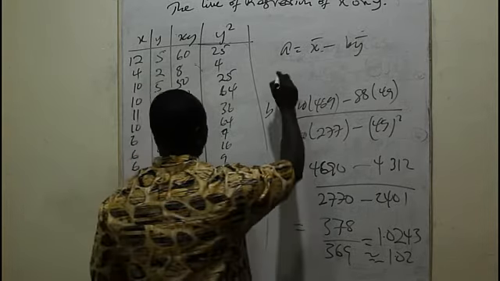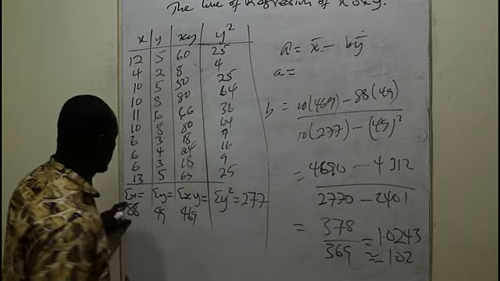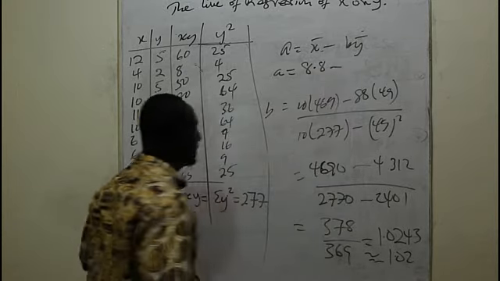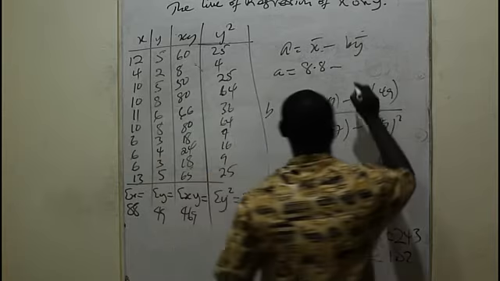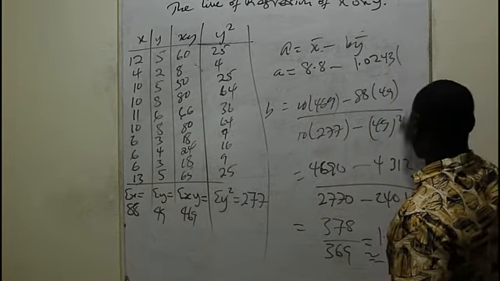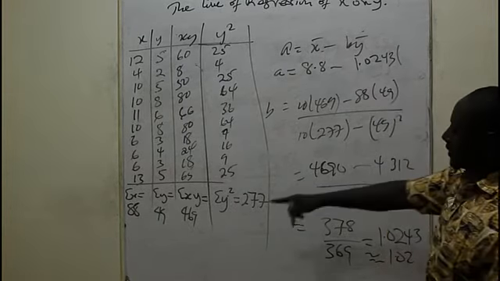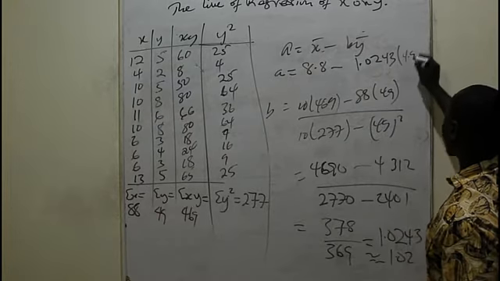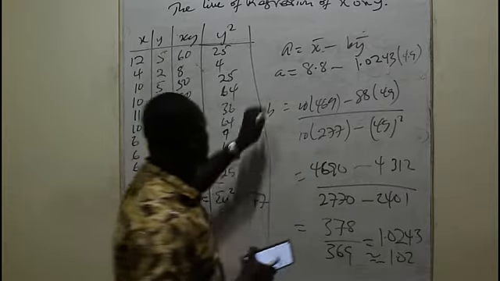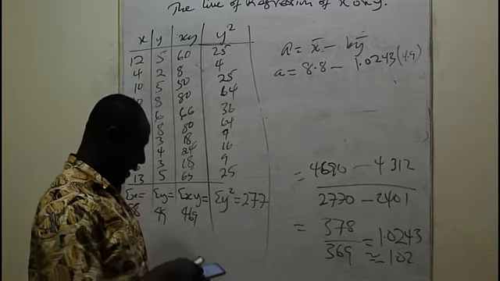I'll have my A to be equal to x bar, that is 88 divided by 10, because we are talking about the mean, and 88 divided by 10 is what? 8.8. Minus B, I've got the value of B to be 1.0243 times y bar. So y bar, what is 49 divided by 10? 4.9. Then you take your calculator, then you do that.